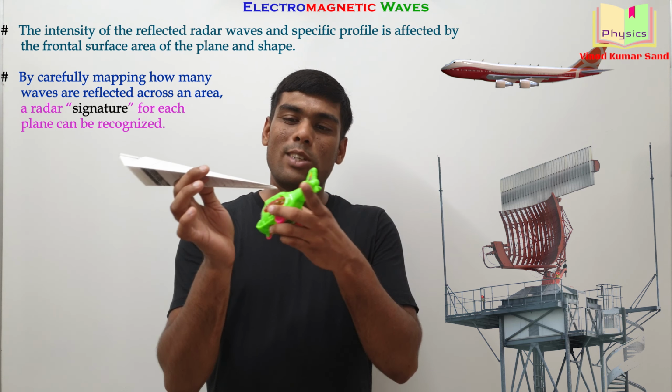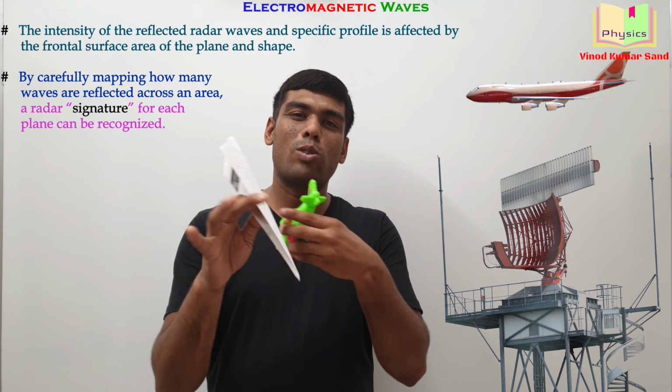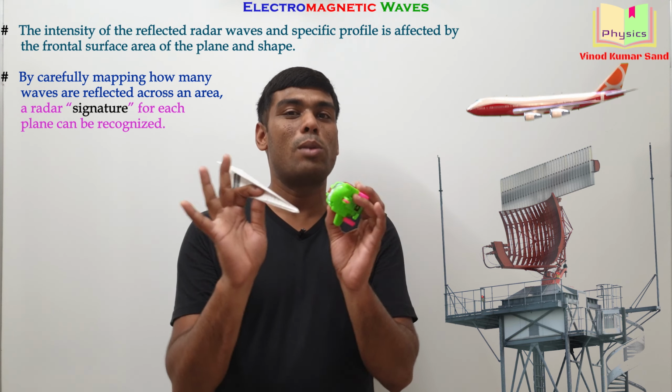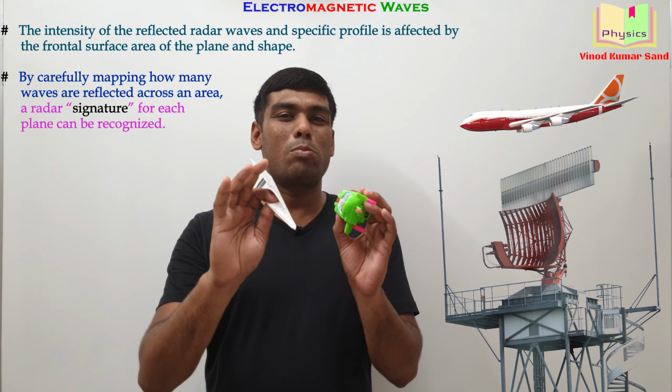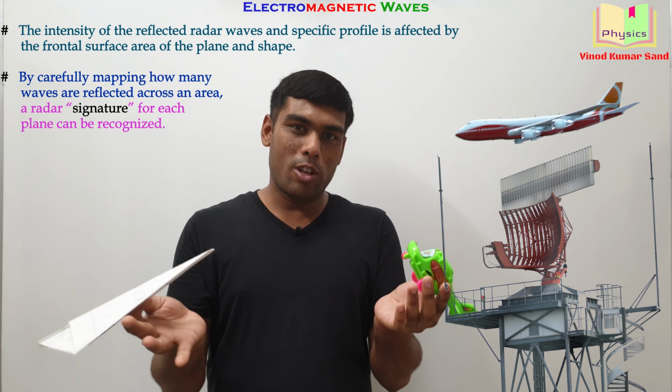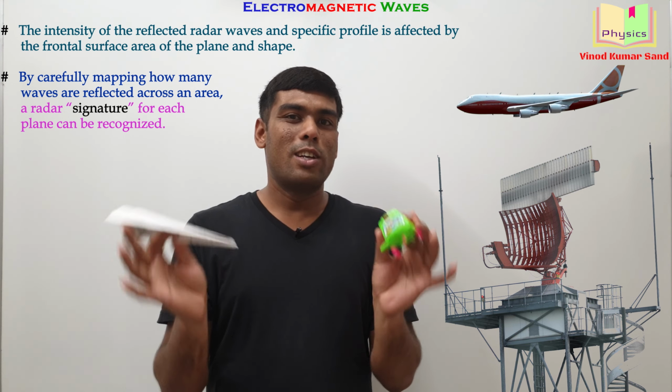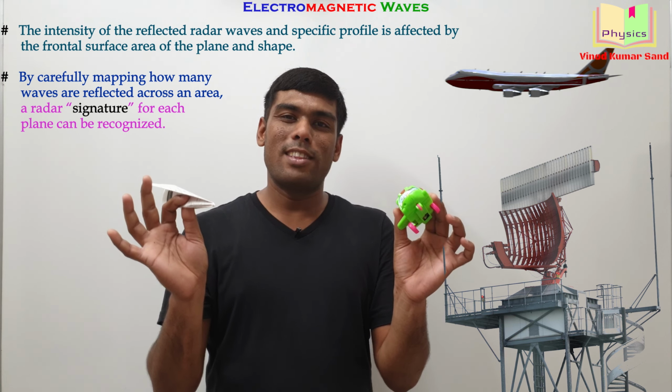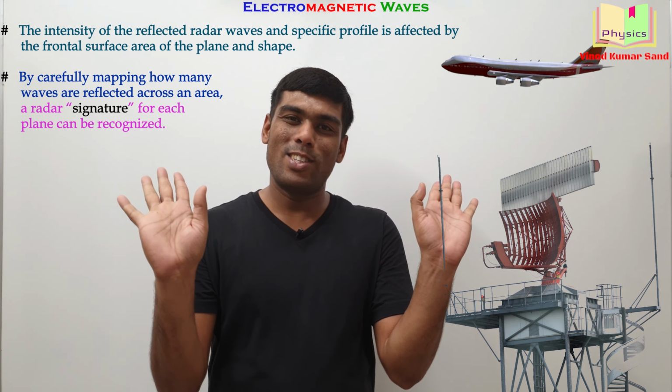Why? Actually, the area is very small. So the reflected intensity will be very small. That much small intensity radar might not observe, radar might not sense. So none of the radars in the world can detect these two.